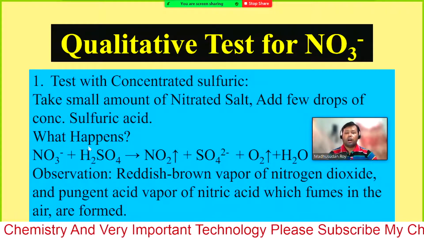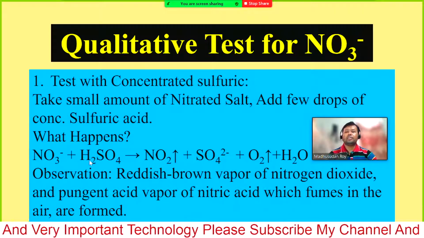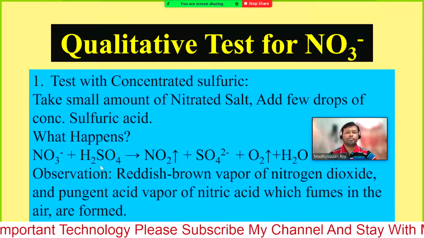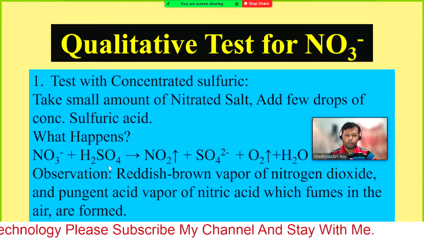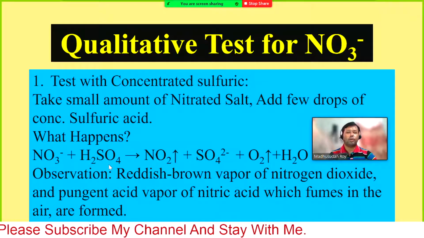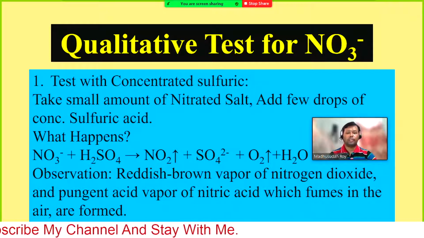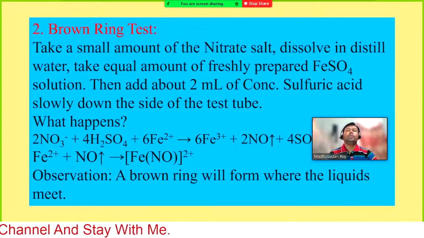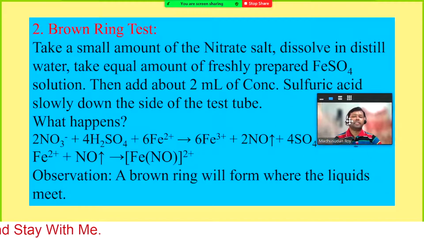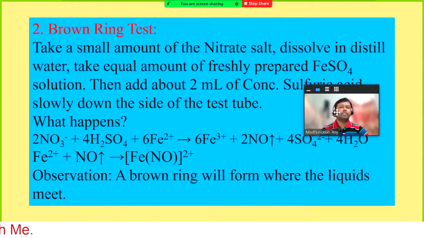So when you are collecting the sulfuric acid, use the dropper or any other way so that it does not come in contact with your hand or your body. Now we will perform the ring test. Ring test means it will look like a ring.